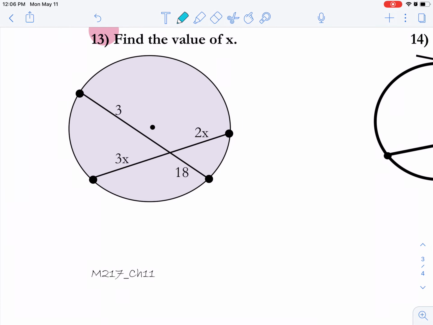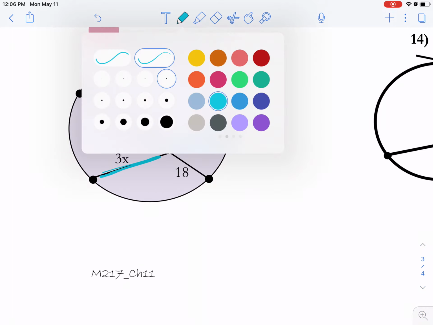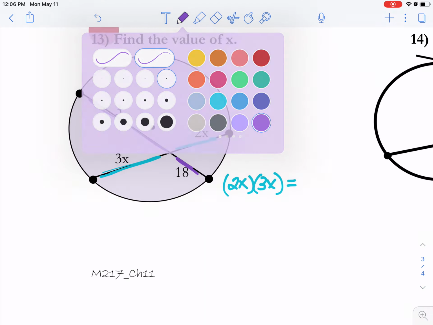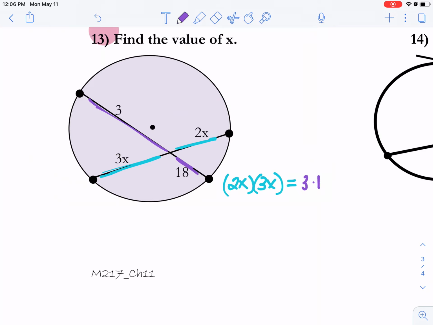So here's chord. With chord, we're going to take the two parts of each chord and multiply them together and set them equal to each other. So here it's going to be 2x times 3x is equal to the product of the other two parts, 3 times 18. So we can go ahead and solve. 2 times 3 is 6. X times x is x squared. Don't forget that x squared part. It's kind of a big part of this equation to solve. So here, we're just going to start isolating x. Divide both sides by 6. We get x squared is 9.